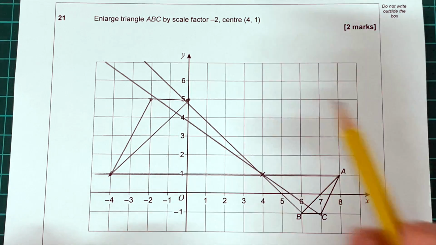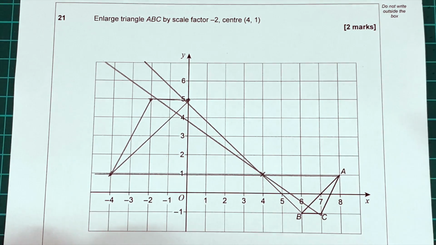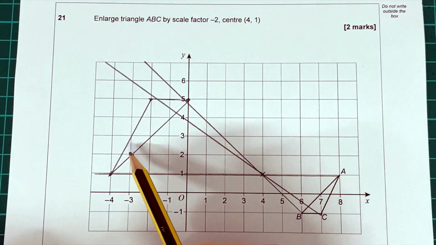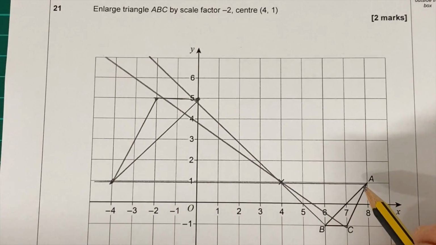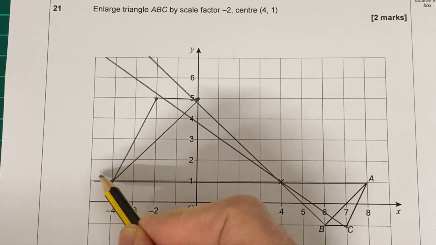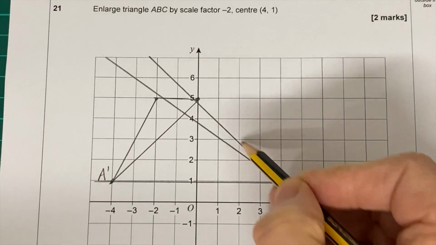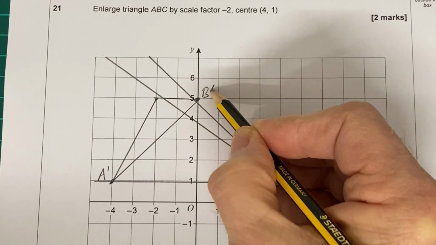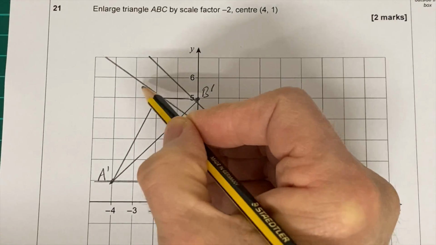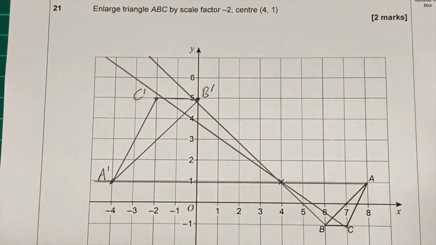And it is 2 wide. It is the same shape, but flipped, and twice as big. And we really should label the points of the new triangle. That's matching to A, so that's called A dashed. Going from B to there, that's going to be B dashed. And C is to there, so that is C dashed.